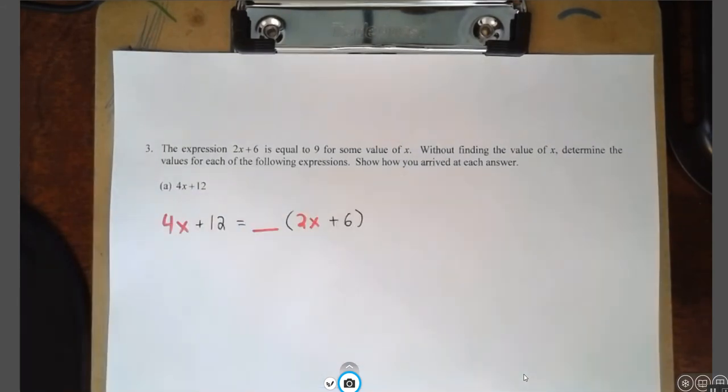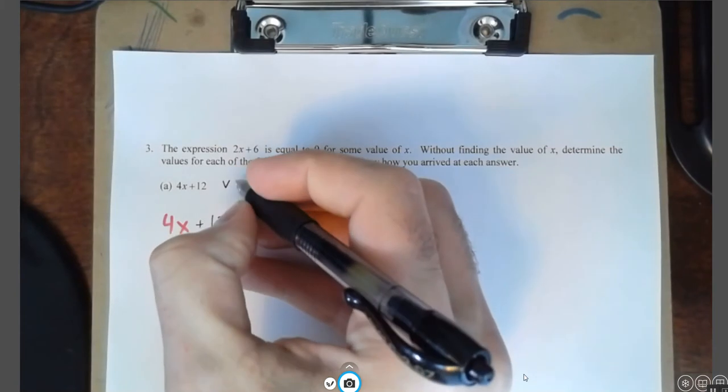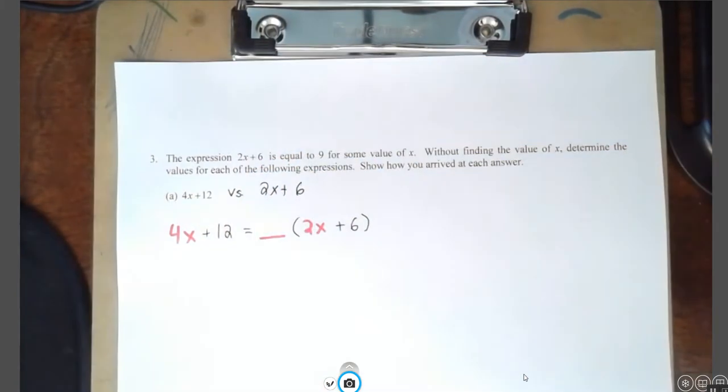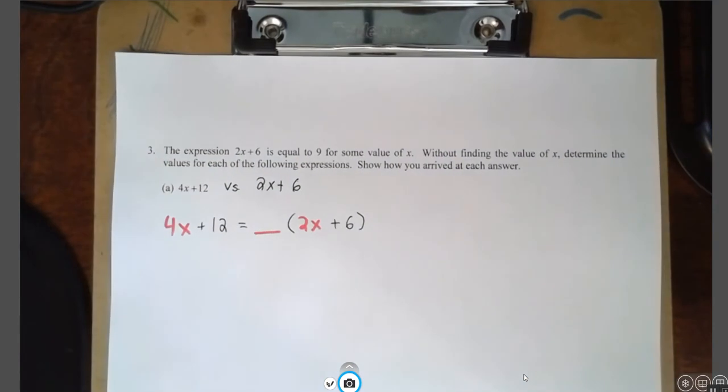And mindful manipulation means how can we relate the two expressions, one expression being 4x plus 12 versus 2x plus 6. How are these two expressions related to each other? How can we manipulate one expression to create another expression? If we know what 2x plus 6 is equal to, how can we use that to find the value of 4x plus 12 without solving the equation? So 4x plus 12 and 2x plus 6.